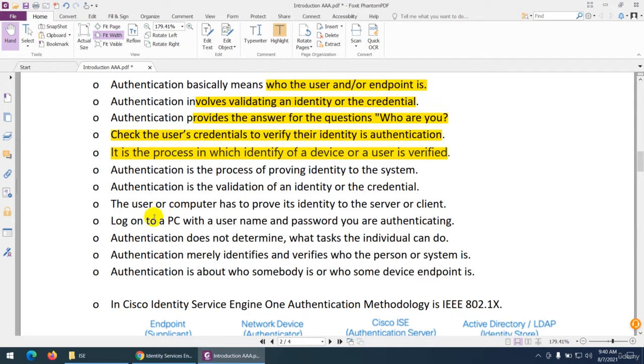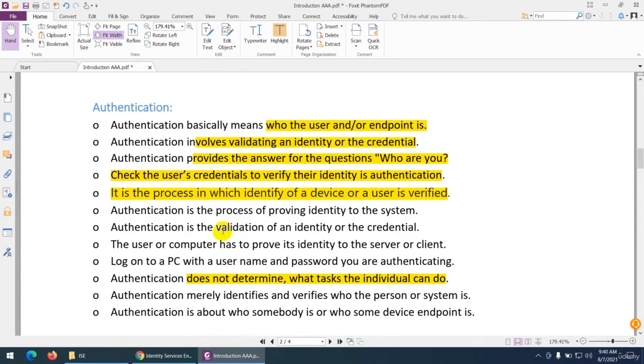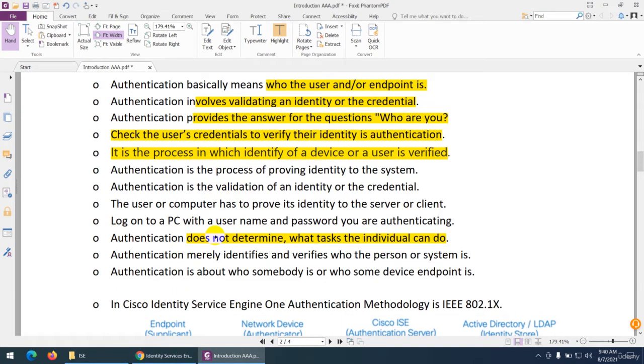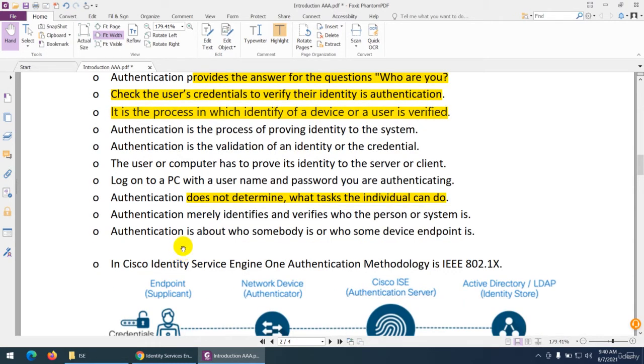Keep in mind, authentication does not determine what tasks the individual, device, or user can do. No. Authentication, you just need to prove yourself, and you need to answer the question, who are you? You need to provide your details. Authentication identifies and verifies who the person or system is. It means authentication is about who somebody or what device endpoint is.